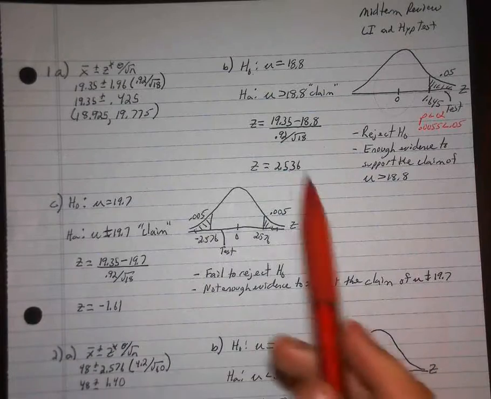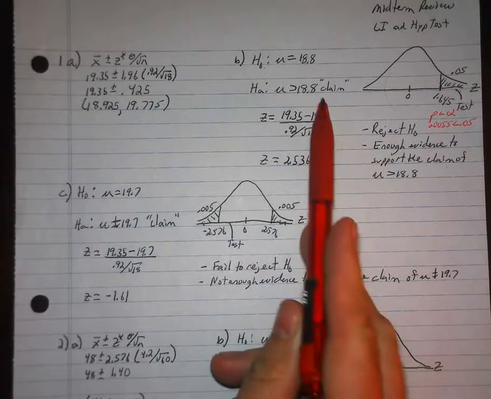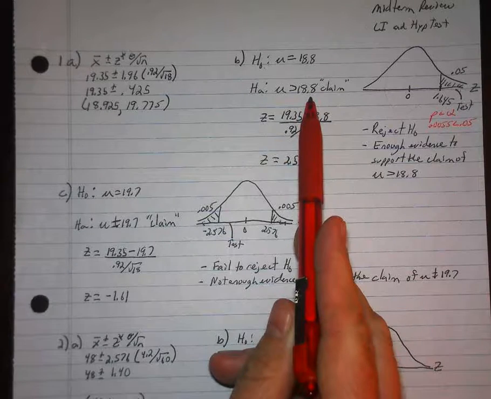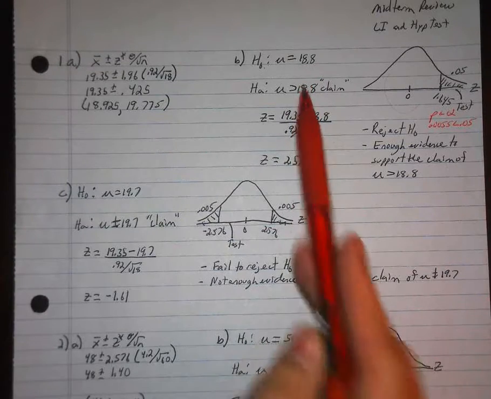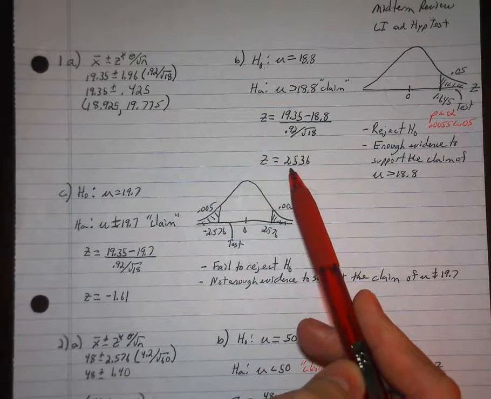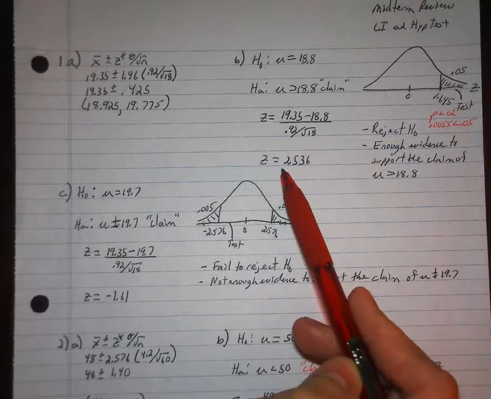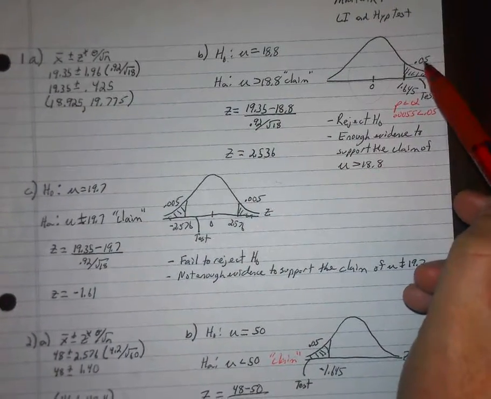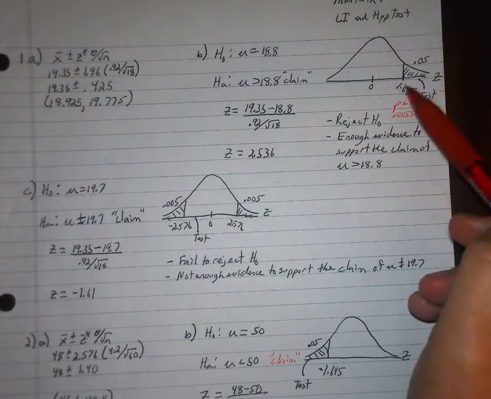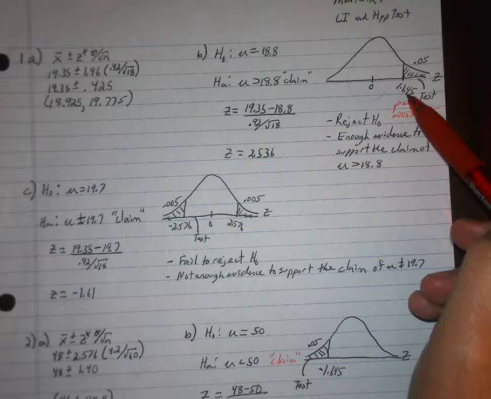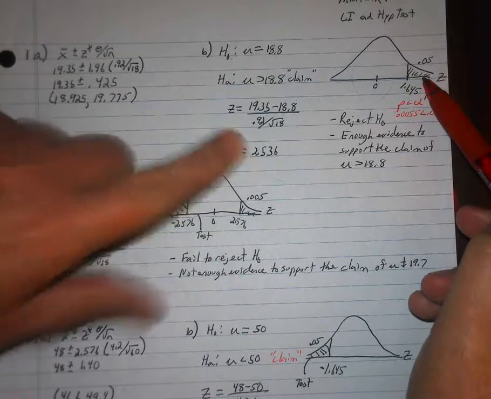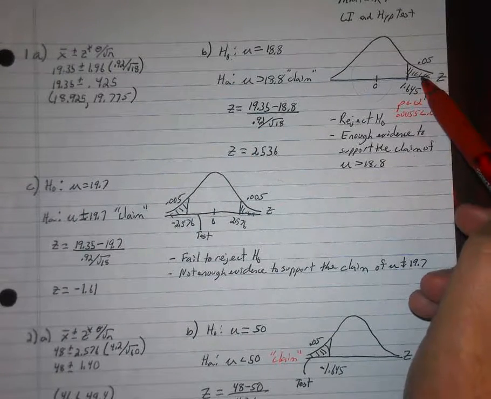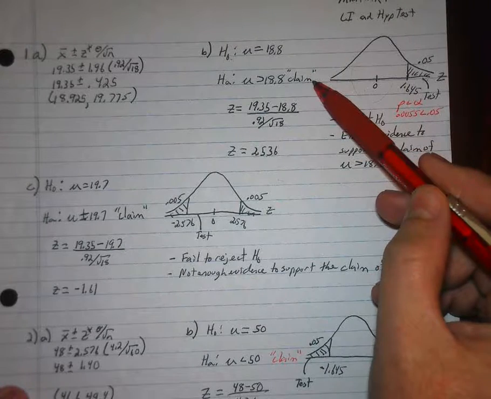In part B, they want you to test a claim that the mean air held in a balloon is on average more than 18.8 cubic centimeters. So you set up your hypotheses and calculate your test statistic, which is 2.536. With an alpha of 0.05 on a right-tail test, that gives you the critical number of 1.645. Your test statistic of 2.536 is more extreme than that, so we reject H0. There's enough evidence to support the claim that the mean is greater than 18.8 cubic centimeters.